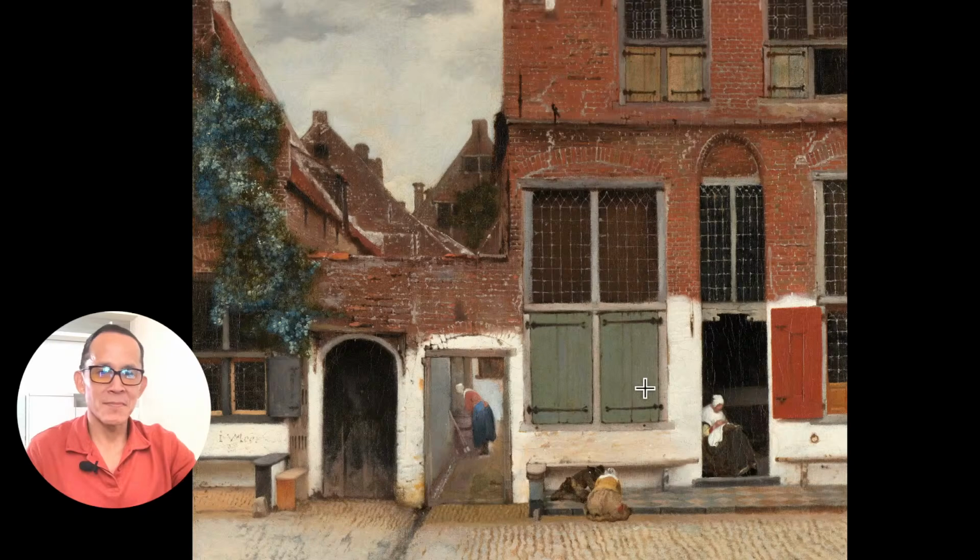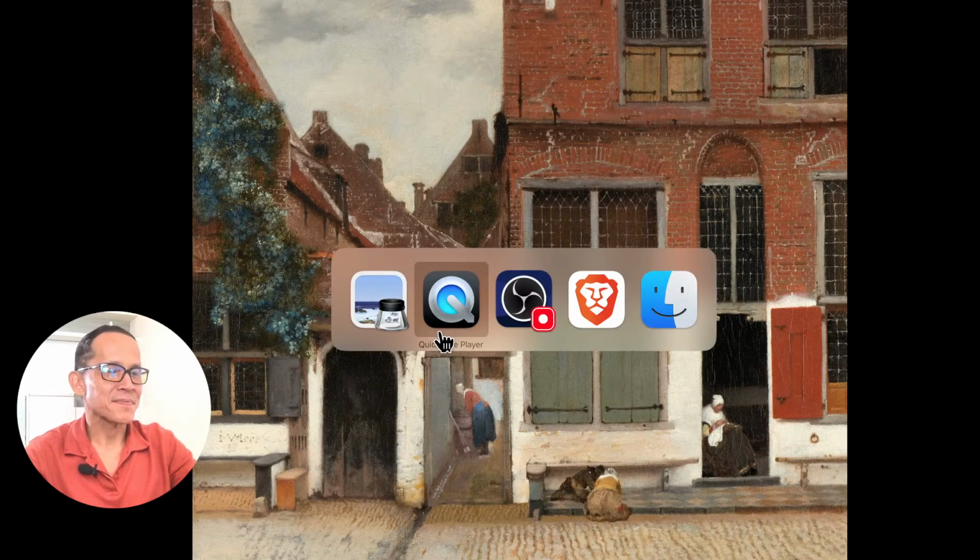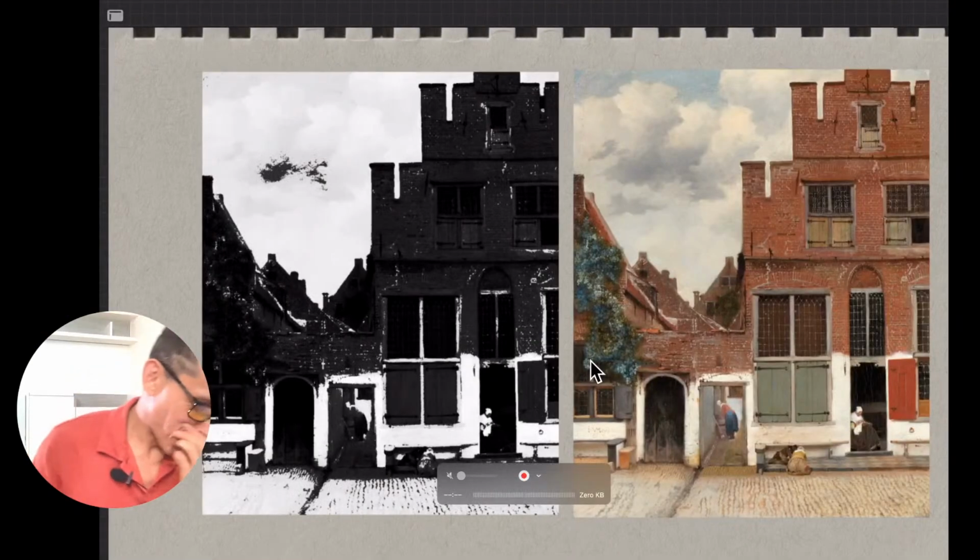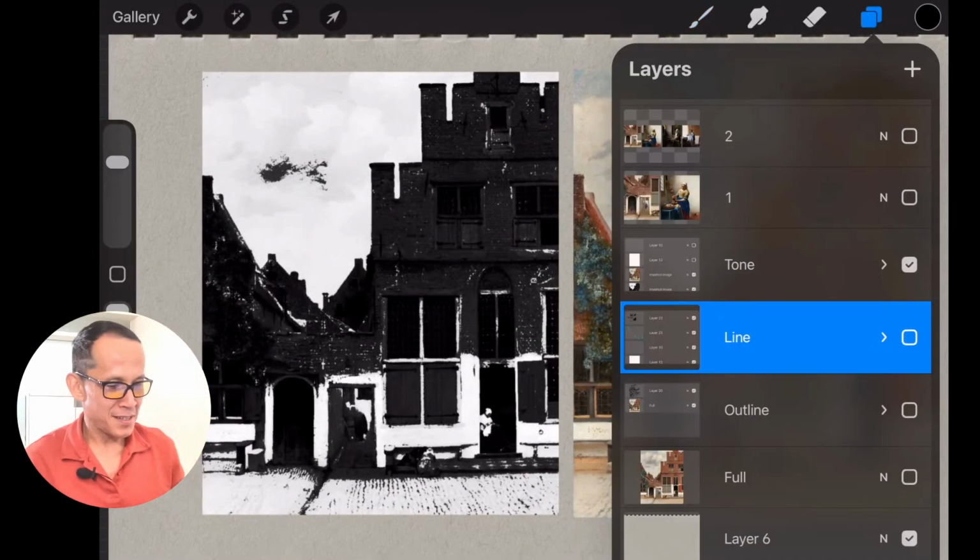Ah, Vermeer's awesome. Vermeer's so cool. Anyway, let's get back to work. Sorry, guys. I just get so excited. I get so hyped talking about composition. I don't know why. It's so exciting to me.